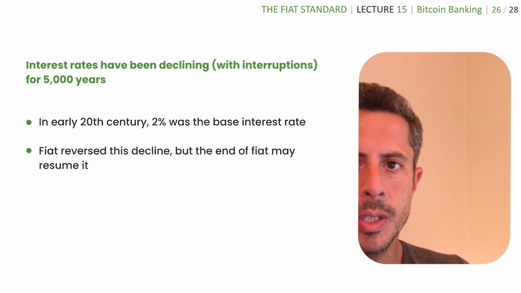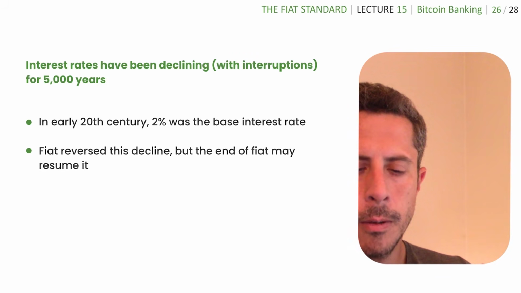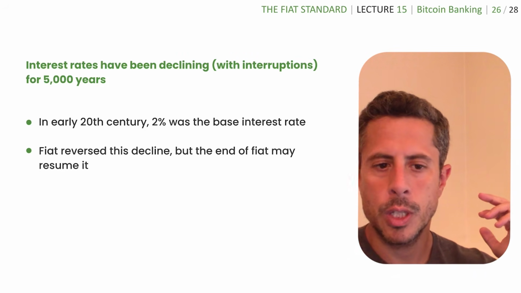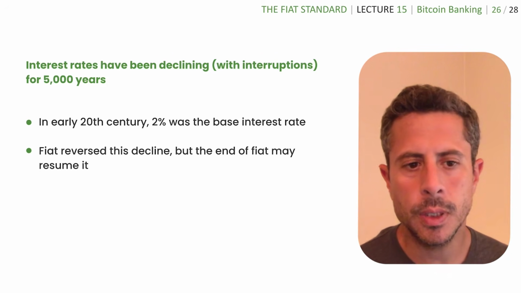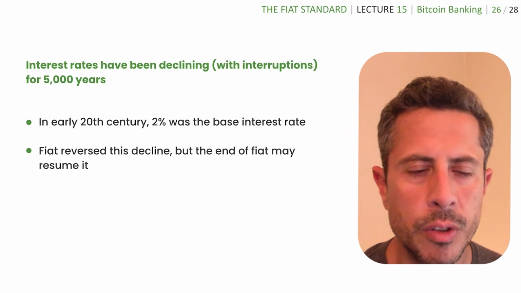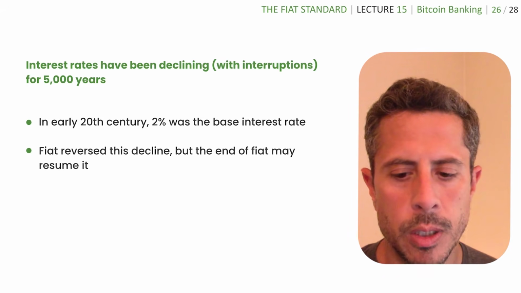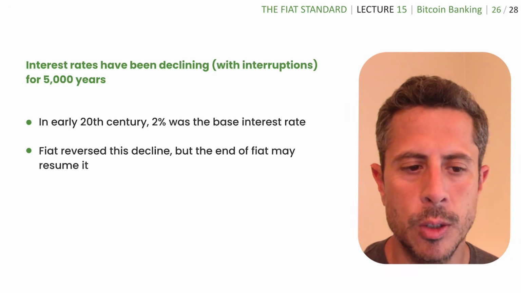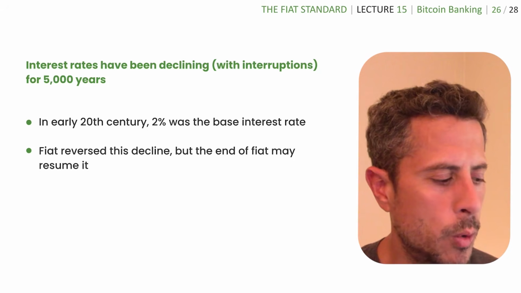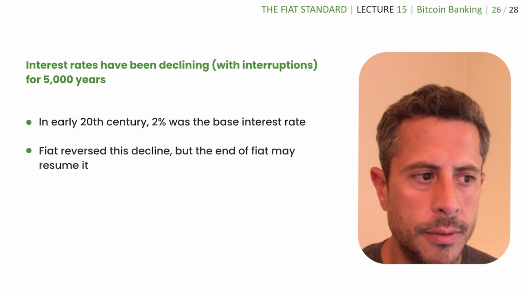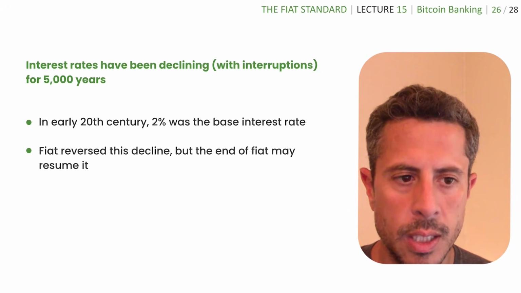And fiat reversed this decline. When we moved on to fiat, the interest rates shot up during the 20th century enormously. And now they are low, but they are artificially low, and you can't really discuss them as real interest rates because they're heavily manipulated by central bank intervention and because the currency is broken. So we don't really have a free market in interest rates these days.